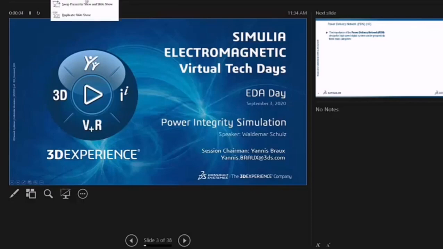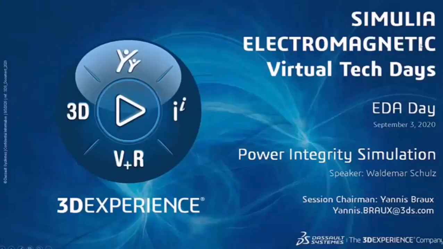My name is Waldemar Schulz. I did my master in electrical engineering at Dortmund University, where I focused on EMC as well as high frequency electronics. And now I'm responsible at CST for EMC topics and EDA. That's why I have the pleasure today to present you our power integrity workflow.